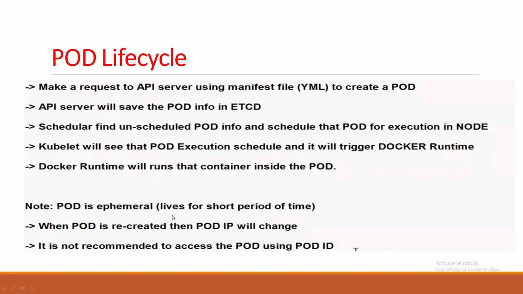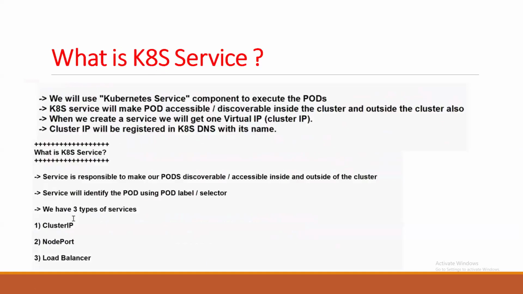Pod is ephemeral, living for a short period of time. When the pod is recreated, the pod IP will change. It is not recommended to access the pod using the pod IP, guys. So we will use the Kubernetes service component to access the pods. Kubernetes service will make pods accessible and discoverable inside the cluster and outside the cluster also. When we create a service, we get one virtual IP address, the cluster IP. The cluster IP will be registered in the Kubernetes DNS with its name.